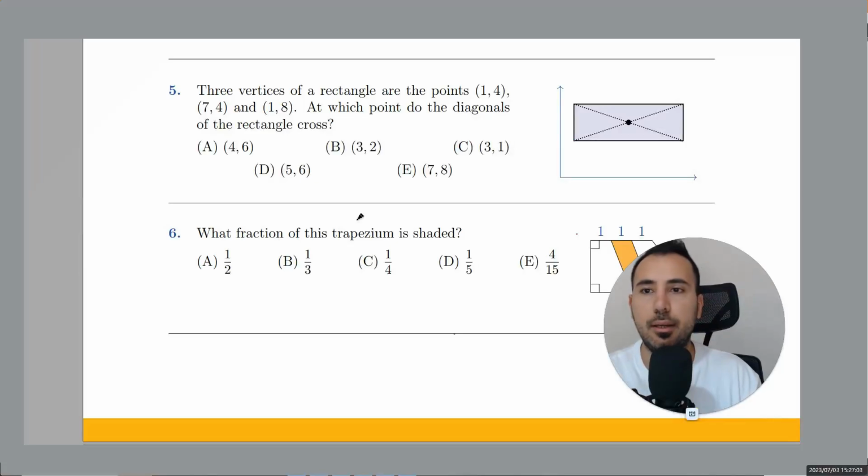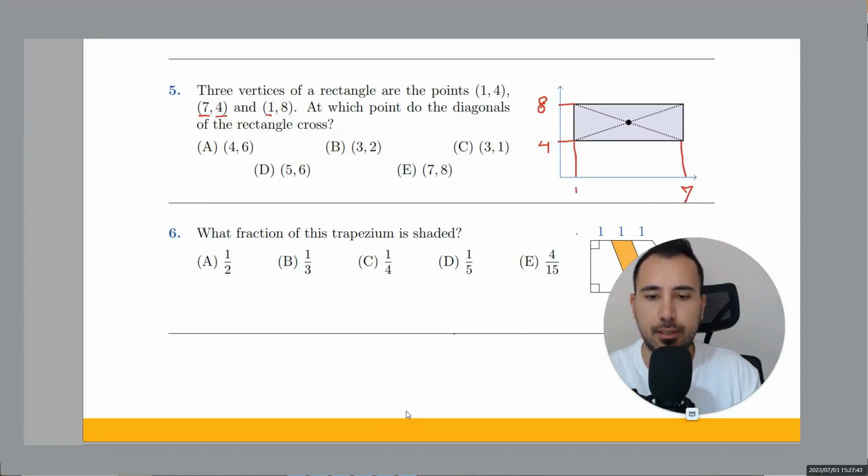Okay, question 5. We have 3 vertices of a rectangle at these points. At which point do the diagonals of the rectangle cross? So we have x equals 1 and 4 would be here. So x would be 1, this would be 4. Another one starting with x equals 1 is here, this is 8 then. So now y is 4, this is 7, so this would be 7.